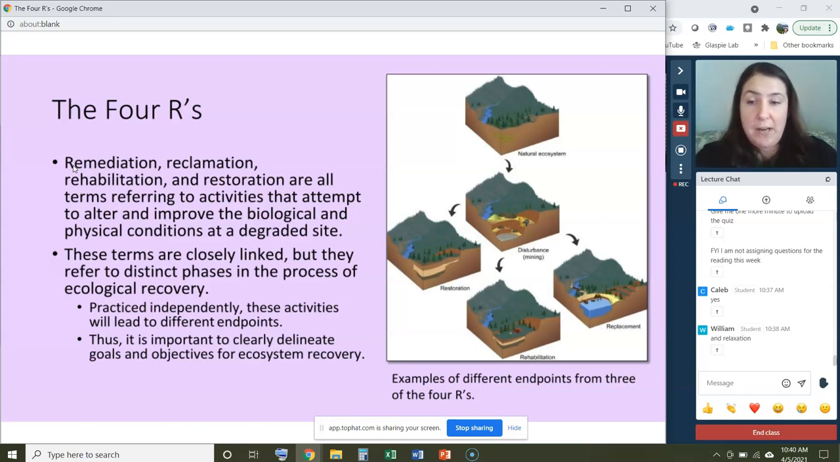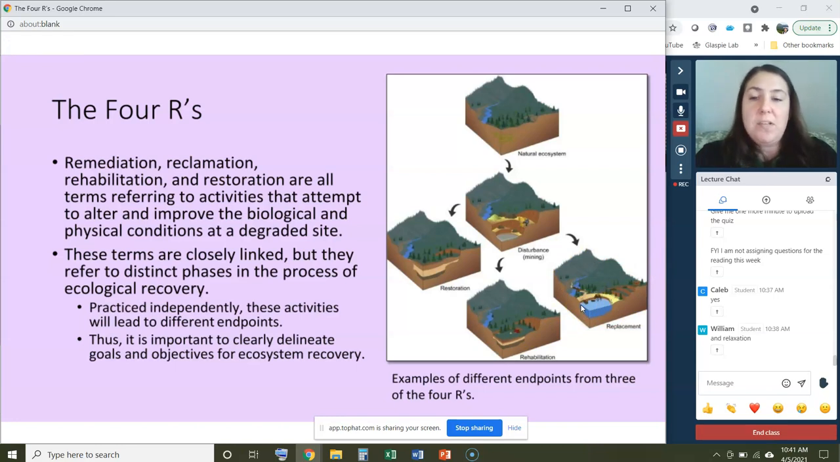These are all terms referring to activities that attempt to alter and improve the biological and physical conditions at a site that's degraded. So, for instance, here you have a natural ecosystem that experiences some sort of degradation or disturbance, such as mining. And you can have remediation, which cleans up any sort of pollution. We'll talk about that. But the other 3 R's are restoration, where we restore something similar to the natural conditions. Rehabilitation, which you can see doesn't really look quite like the natural ecosystem, but it looks like it's functioning. And replacement, where we put something else entirely there, such as a lake.